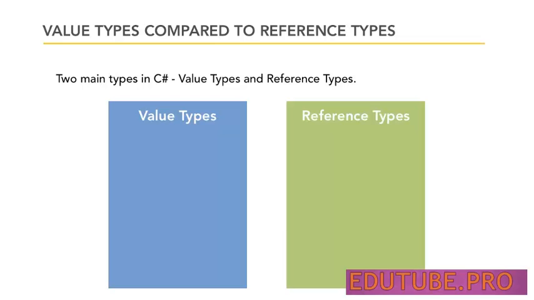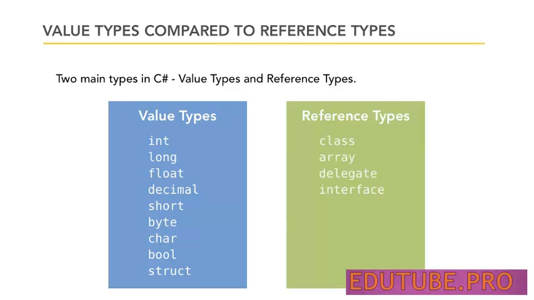Value types are all of the primitive types that we've learned about so far. Things like integers and longs and shorts and decimals and chars and booleans and so on. And there's also a thing called struct, which we haven't covered yet, but we will cover later on in the course. Anyway, those are the value types. Reference types are classes, arrays, and a couple of things called delegates and interfaces, which again, we haven't yet covered, but we will cover later.